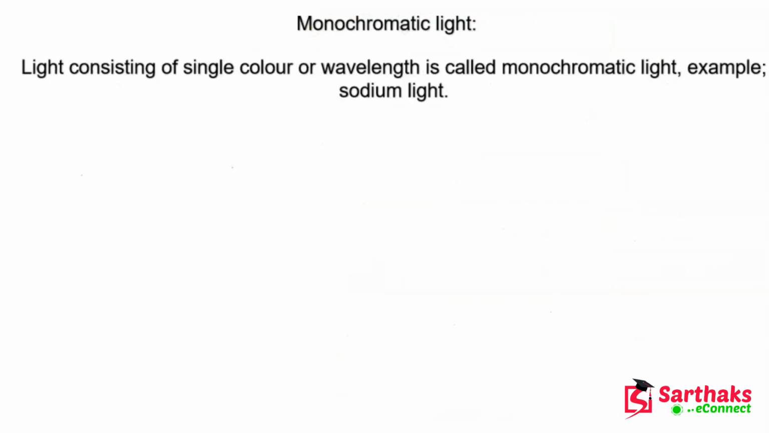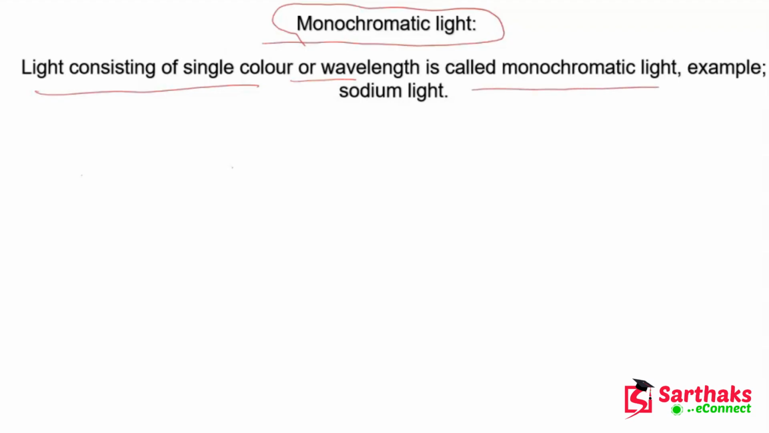Okay guys, so here we are. Here we will study monochromatic light. So what is monochromatic light? Light consisting of a single color or wavelength is called monochromatic light. For example, sodium light.